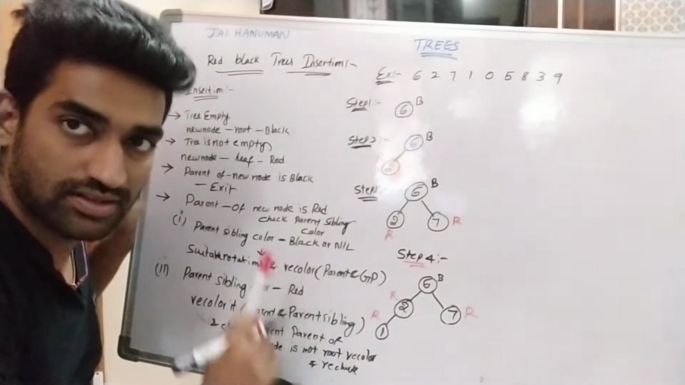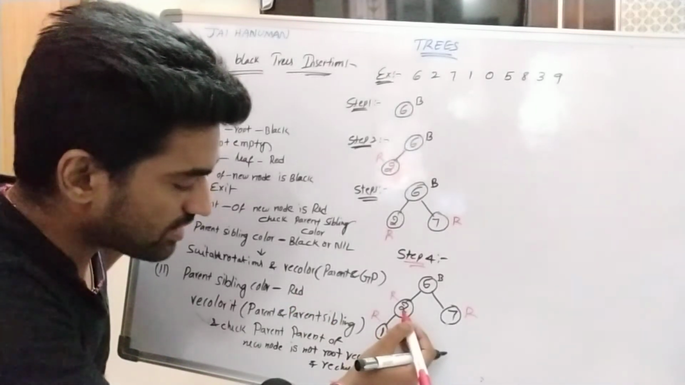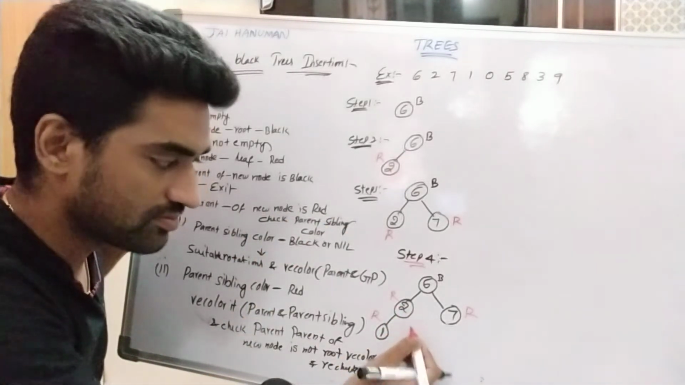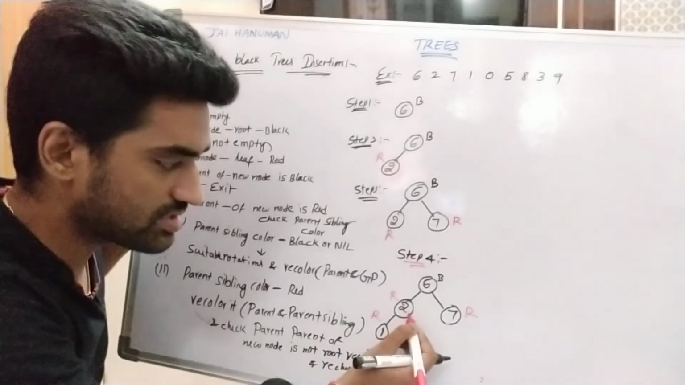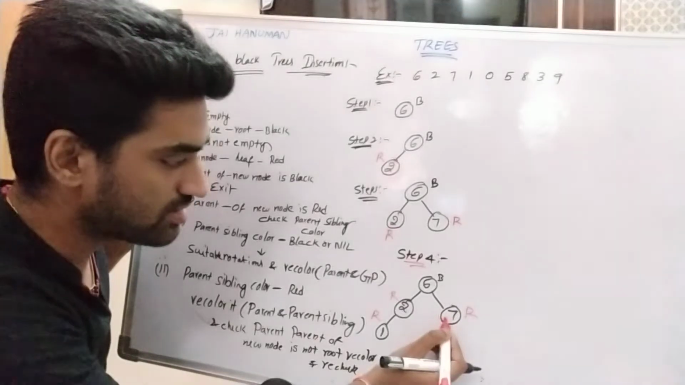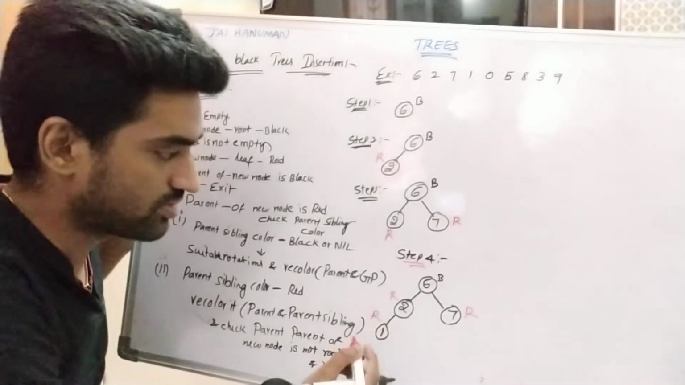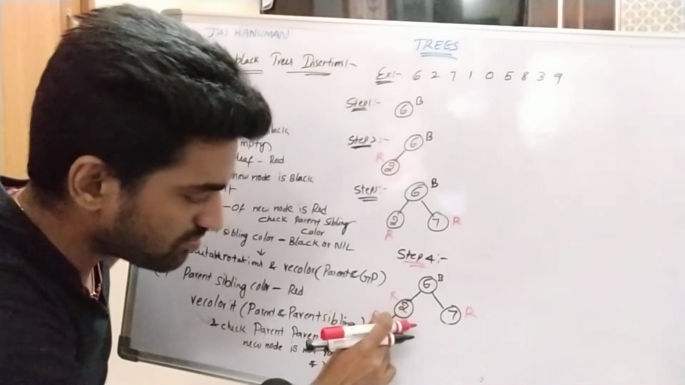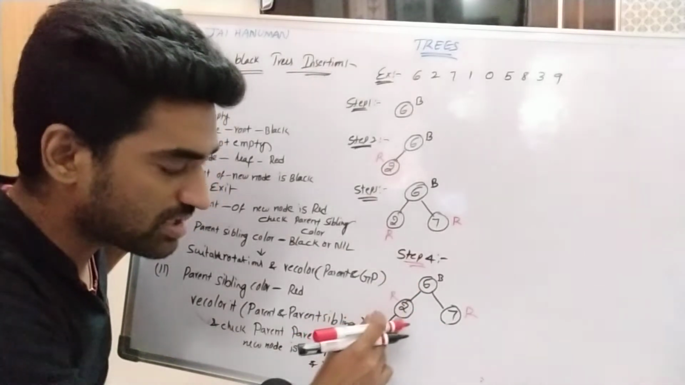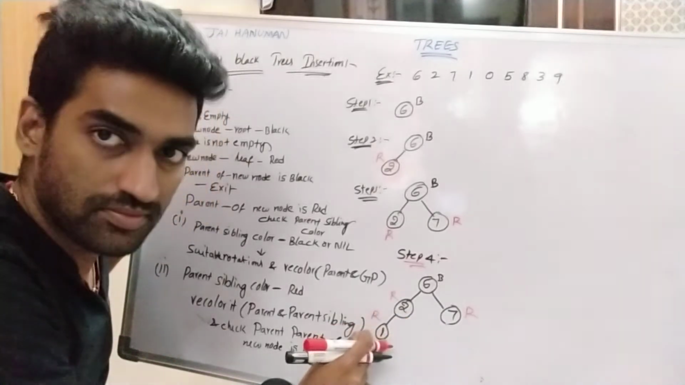Check the parent's sibling color. The new node's parent is red, so we check the parent's sibling color. This is the sibling: the parent's sibling is 7. This node is the uncle for 1, remember that. This is the parent for 1, this is the grandparent for 1, and this is the uncle. Why? Because the parent's sibling is the uncle, right?